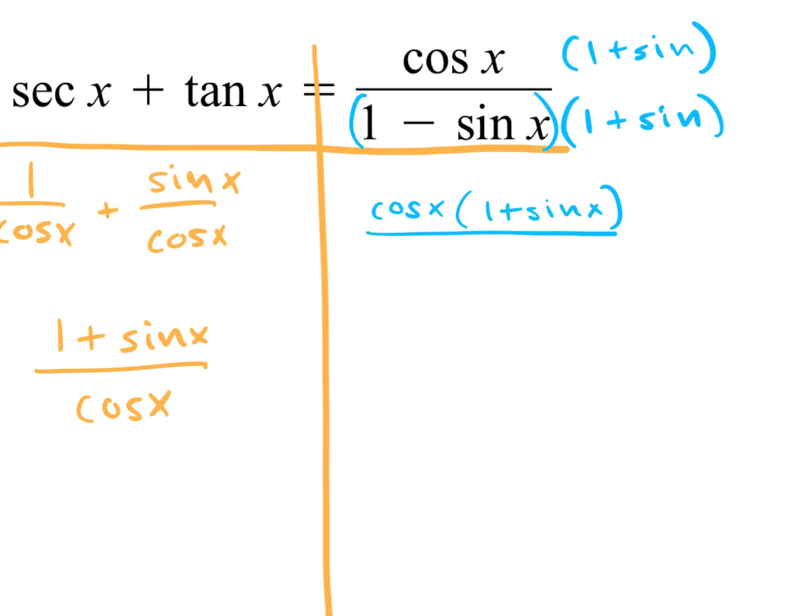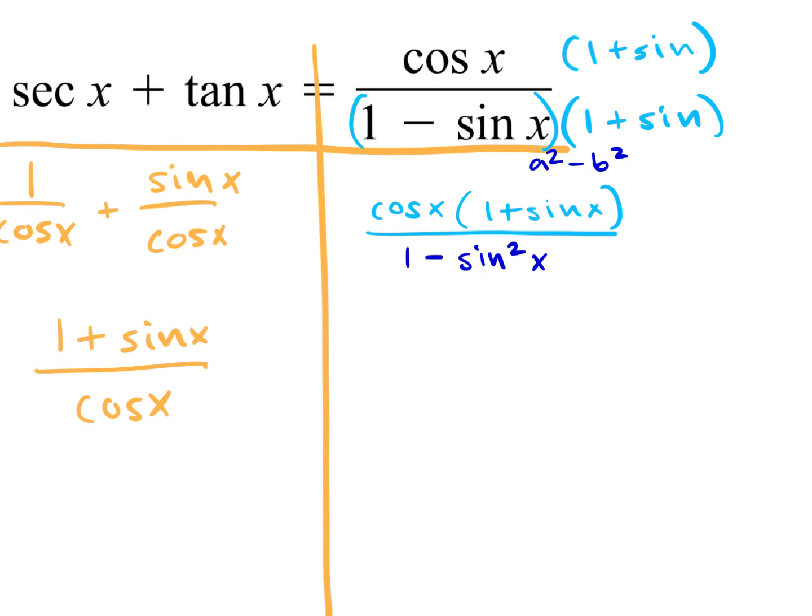In our denominator, these are conjugates. So we can use our conjugate shortcut, a squared minus b squared. If you forget your conjugate shortcut, just FOIL it out. So a would be 1. So 1 squared is 1 minus sine squared. Now can we use one of our Pythagorean identities? Yes. What's 1 minus sine squared?